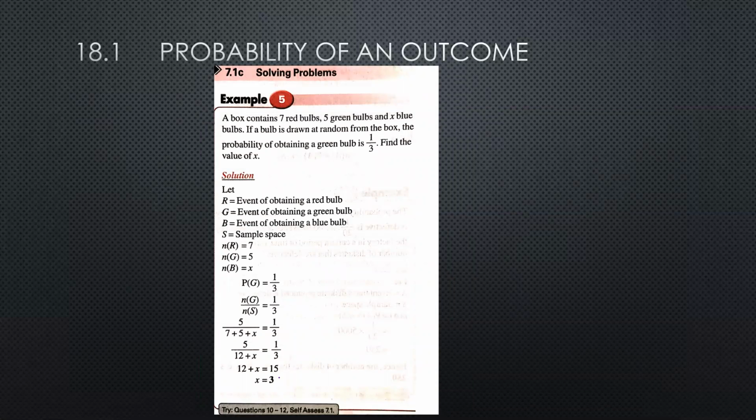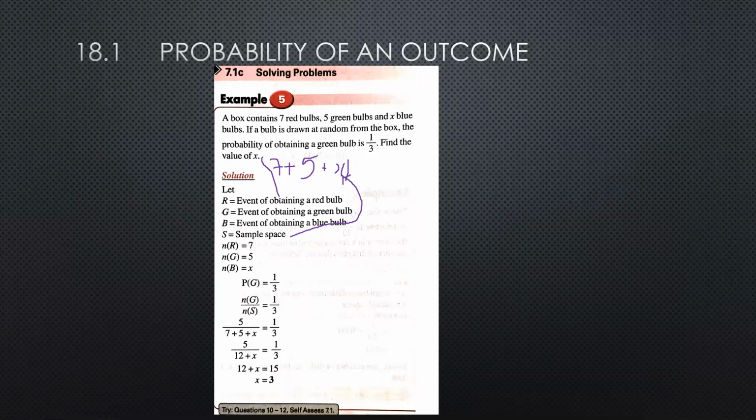Next, a box contains 7 red bulbs, 5 green bulbs, and X blue bulbs. If a bulb is picked at random from the box, the probability of obtaining a green bulb is 1/3. Find the value of X. Let R be red bulb, G be green bulb, B be blue bulbs. My number of sample space: I have 7 red, I have 5 green, I have X blue. So this is my sample space, 7 plus 5 plus X.